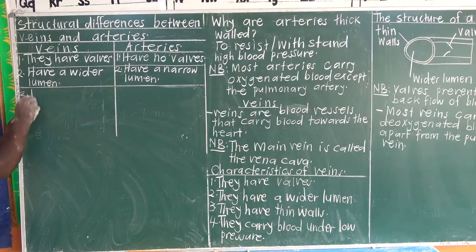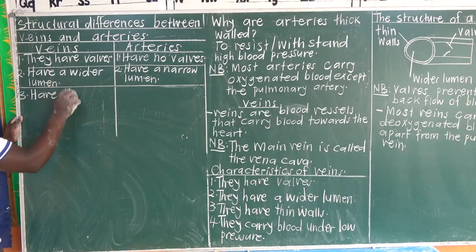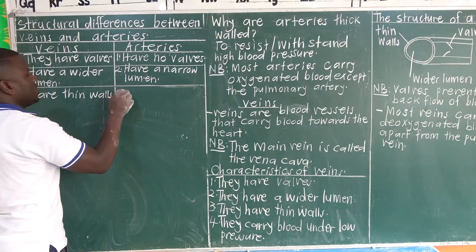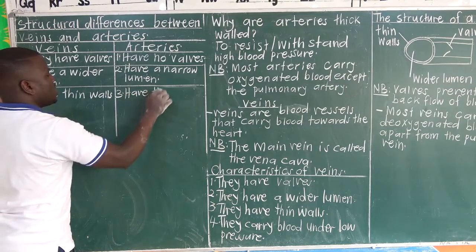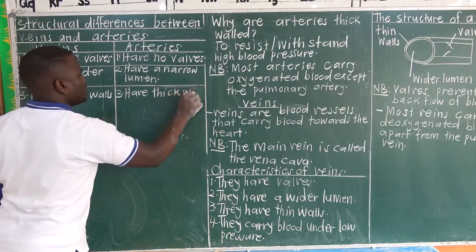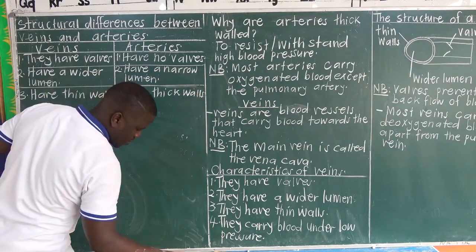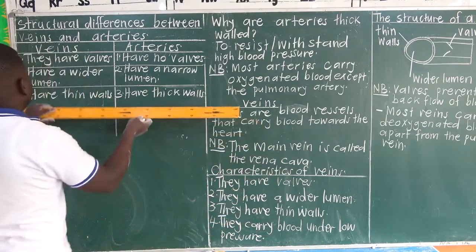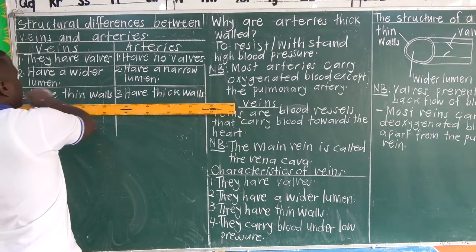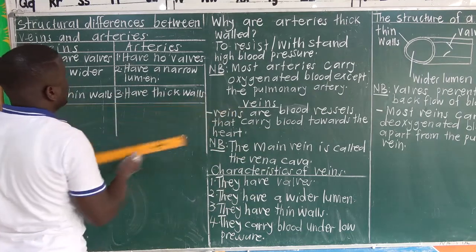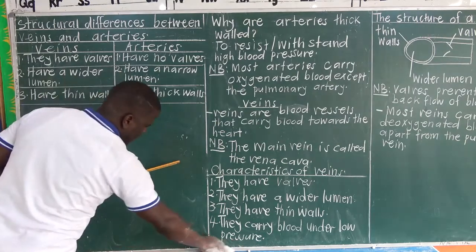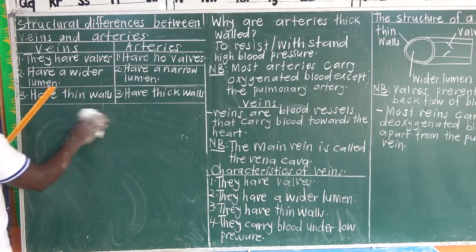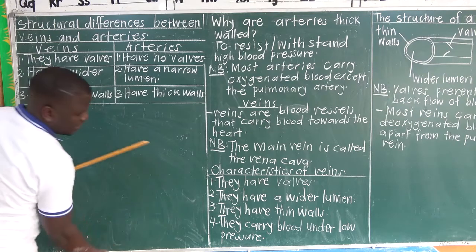Then number 3, veins have thin walls. Arteries have thick walls. So that is the structural differences between veins and arteries. Veins have valves, arteries do not have valves. Veins have a wider lumen, arteries have a narrow lumen. Then lastly, veins have thin walls, while arteries have thick walls.